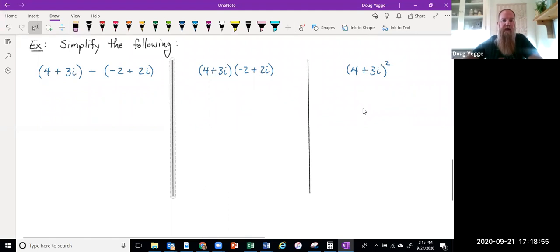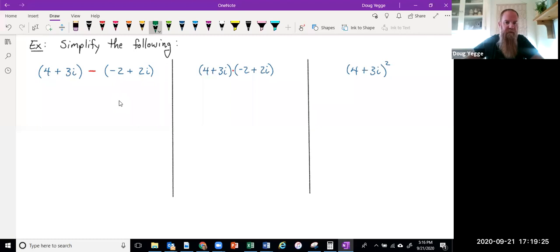We can now apply operations with complex numbers, most notably subtracting, multiplying, and squaring. So let's take a look at each of these separately. So if i happen to be a variable, then I could add 3i and 2i. So even though i is not a variable, when we apply operations, we can treat it as a variable until the end of the problem.